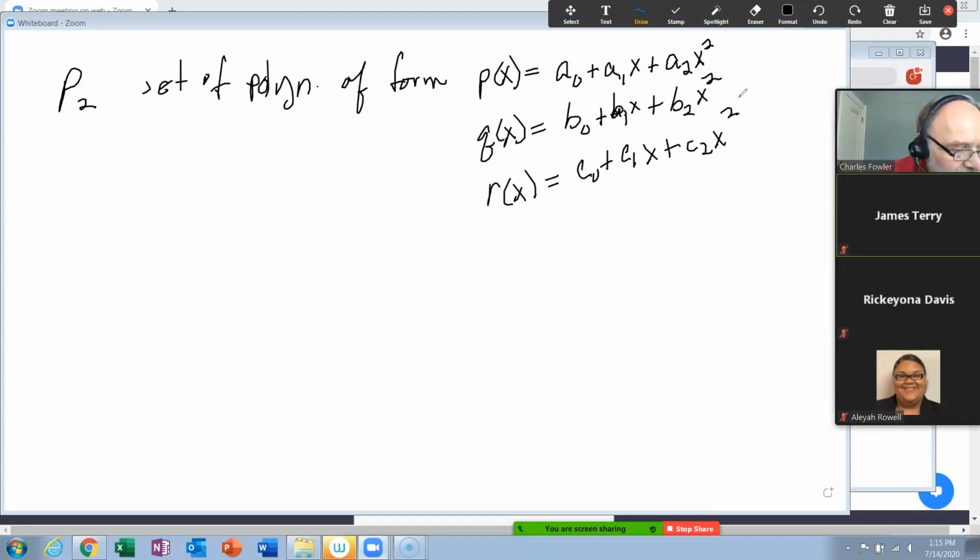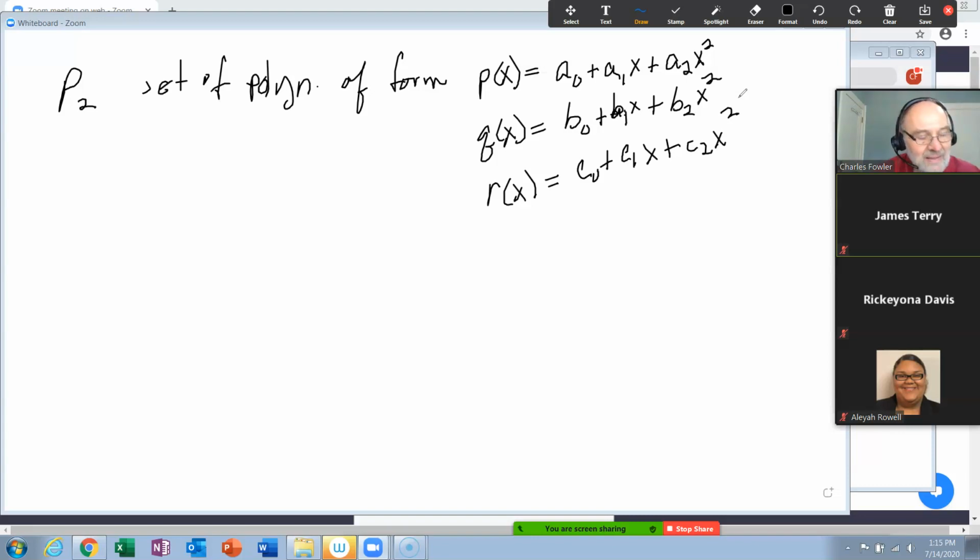Okay. Now, that's the only thing that's a little bizarre here. We're not used to writing 0 plus 0x plus 0x squared. We're usually just writing it 0. But that's a polynomial of degree 2 or less. So that's perfectly okay to write it that way.